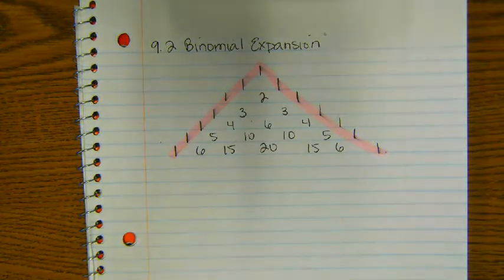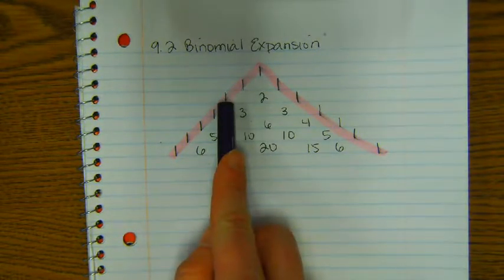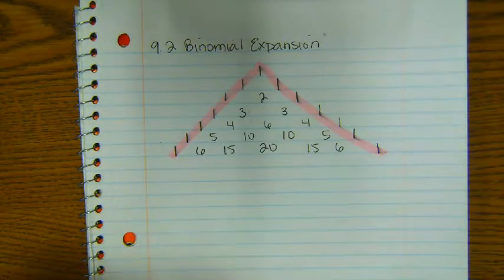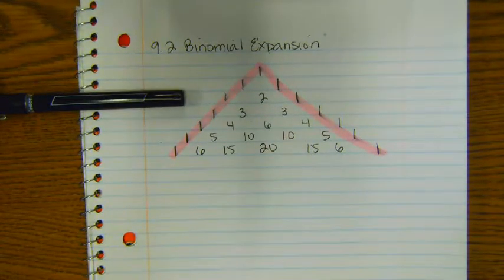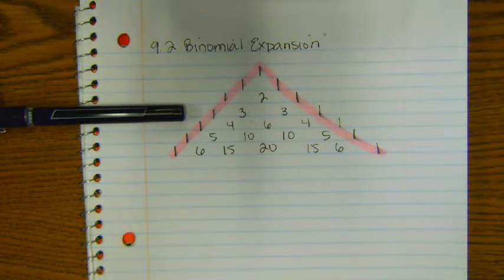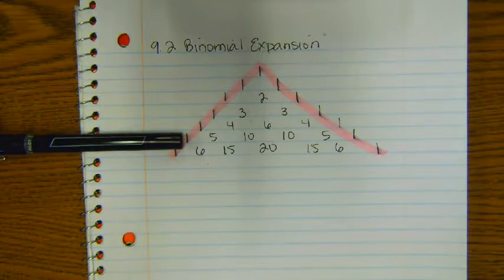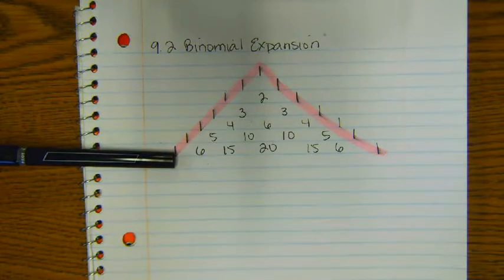What does each row begin and end with? A 1, okay. And this is called row 1. This is where my pen is row 2, row 3, row 4, row 5, row 6. Do you notice any correlation between the row number and anything you see in the row?